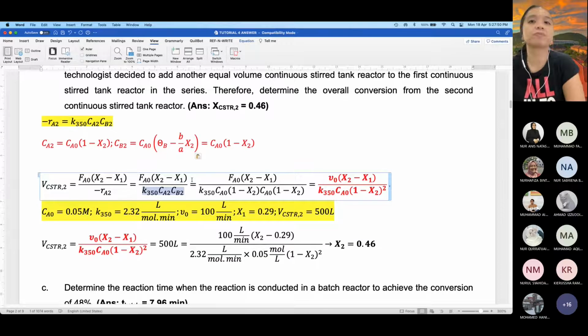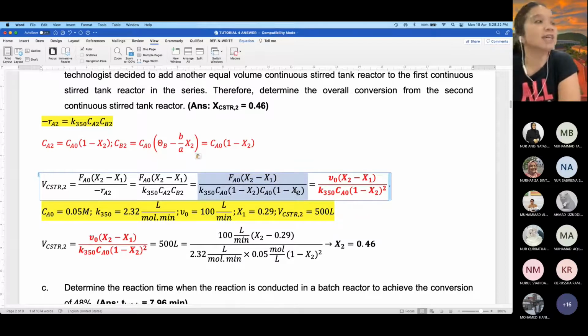Okay, so next, kita replace Ca2 as Ca0 1 minus X2 and we replace Cb2 as Ca0 1 minus X2 again. So happen yang Ca2 tu sama dengan Cb2. Sebab tu kita tulis dua kali. Kamu tengok kenapa tulis dua kali benda yang sama. So happen dalam kes ni Ca2 sama dengan Cb2. Right, so the top is still the same. Right, so then next, okay.